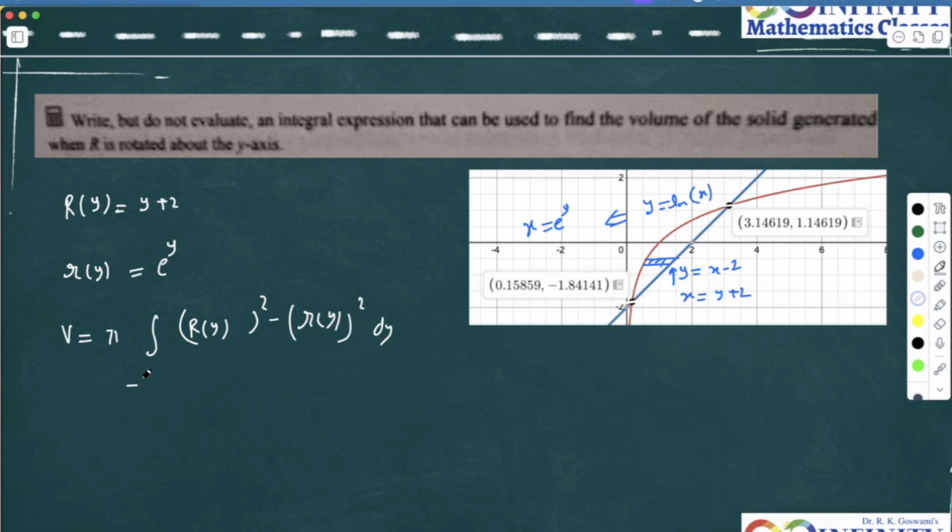and the value of y was negative 1.841. Check, I'm rounding off this value up to 3 decimal places. And what will it be? 1.146. It is 1.146. Clear?